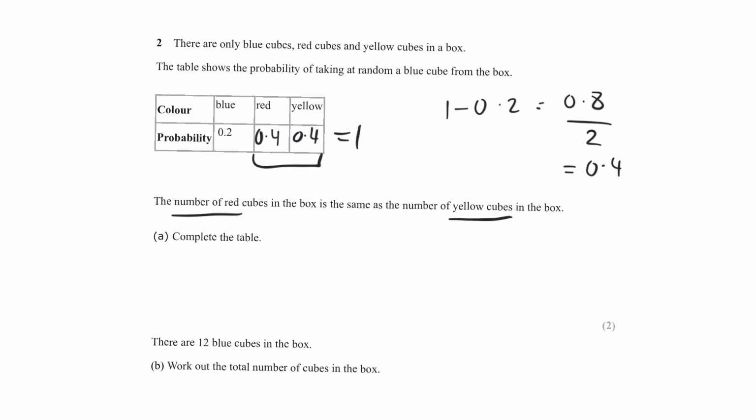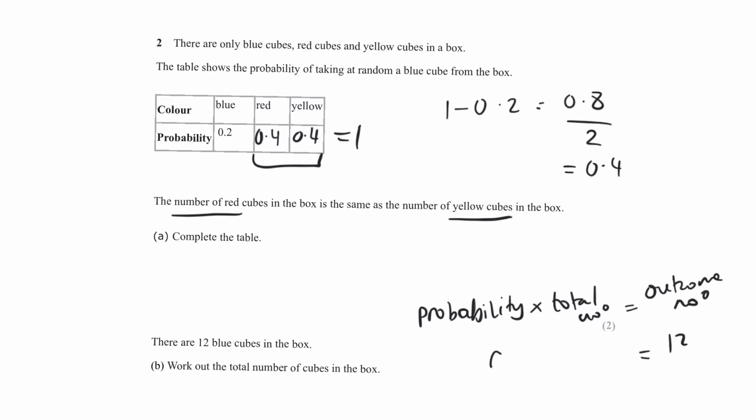Then it says there are 12 blue cubes in a box, and it says work out the total number of cubes in the box. So if we know that there's 12 blue cubes, and we mentioned the equation briefly earlier, that probability times total number equals outcome number. So our outcome number is 12.